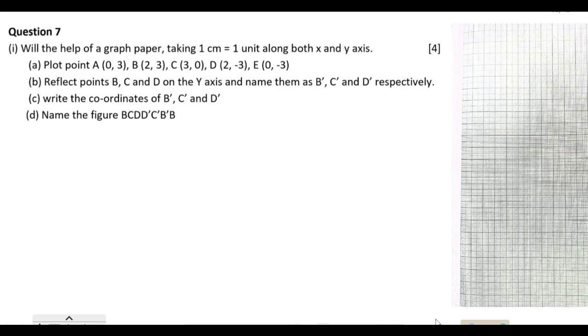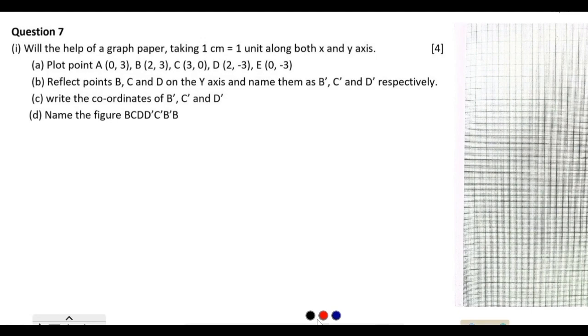Question number 7th. With the help of a graph paper, taking 1 centimeter is equal to 1 unit along both the x-axis and y-axis, plot the points A, B, C, D and E. Okay, first of all we are plotting these points.